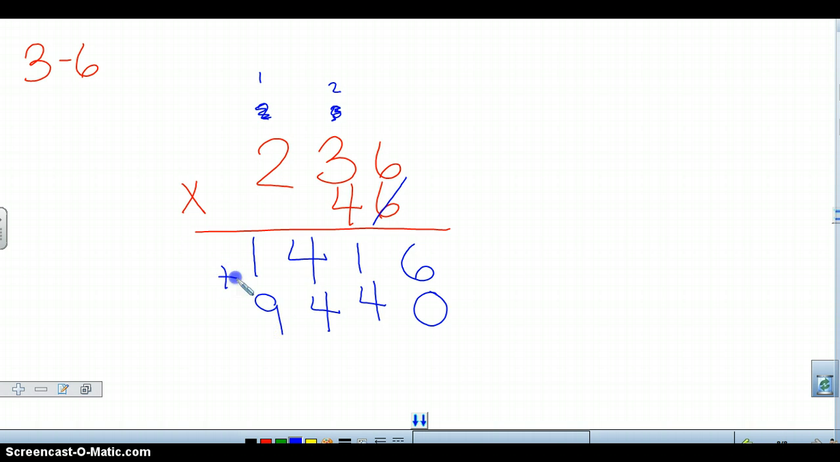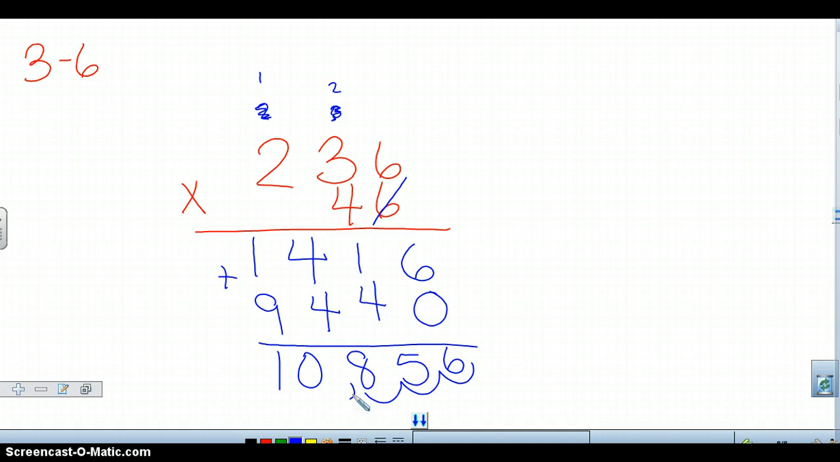I make sure that my columns are nice and neat, everything's lined up. I'm ready to add. 6 plus 0 is 6. 1 plus 4 is 5. 4 plus 4 is 8. 9 plus 1 is 10. I have to remember to come back and put that comma in. I go over 1, 2, 3, and put the comma. 10,856. Any questions? No. Good deal.